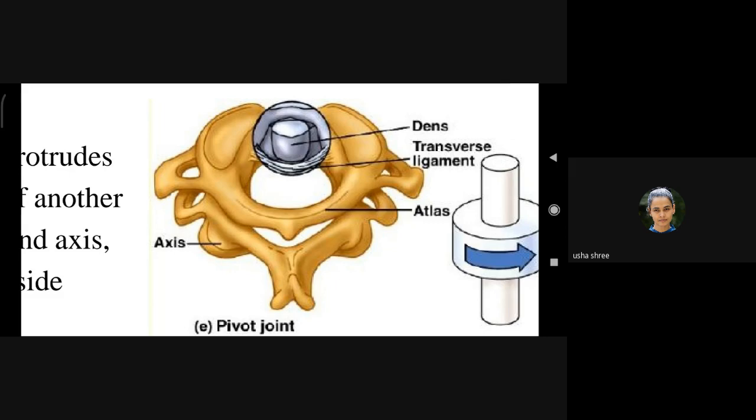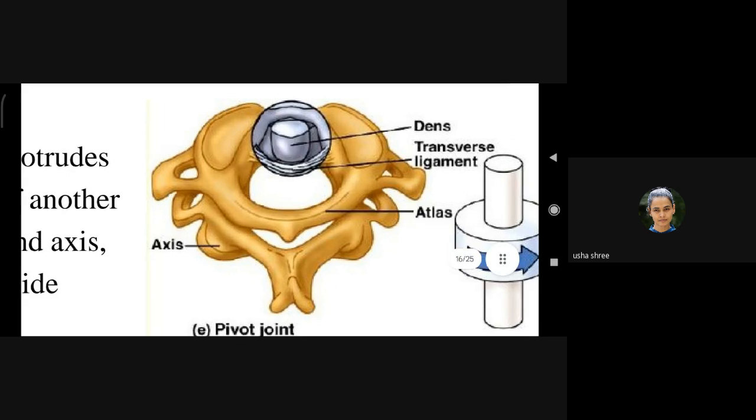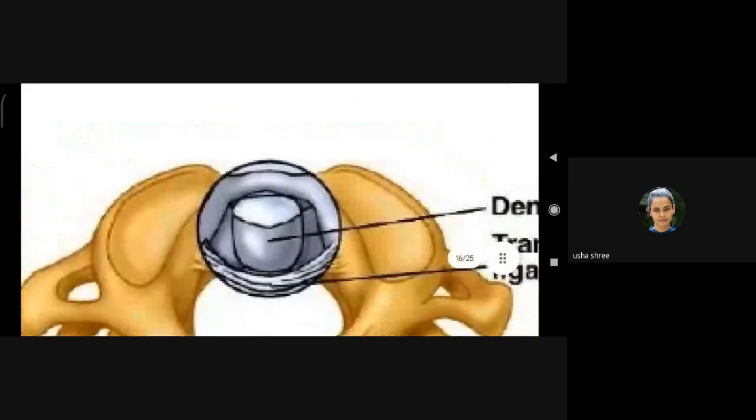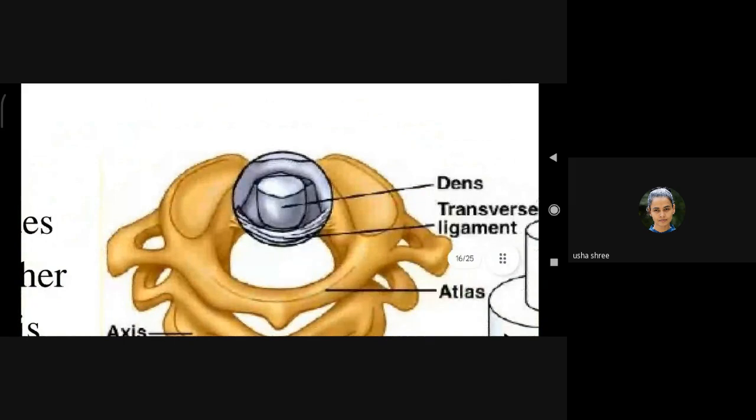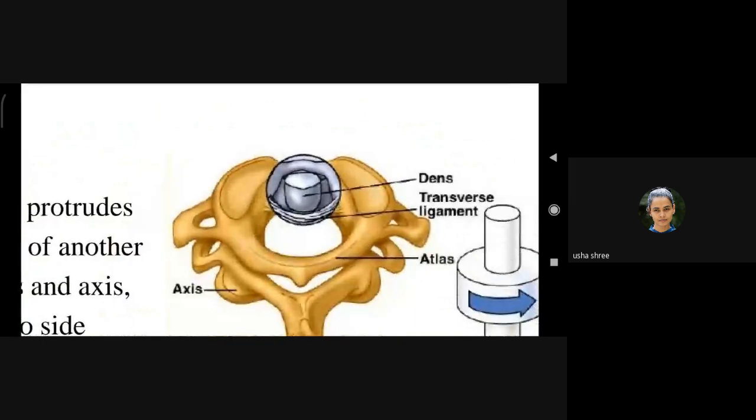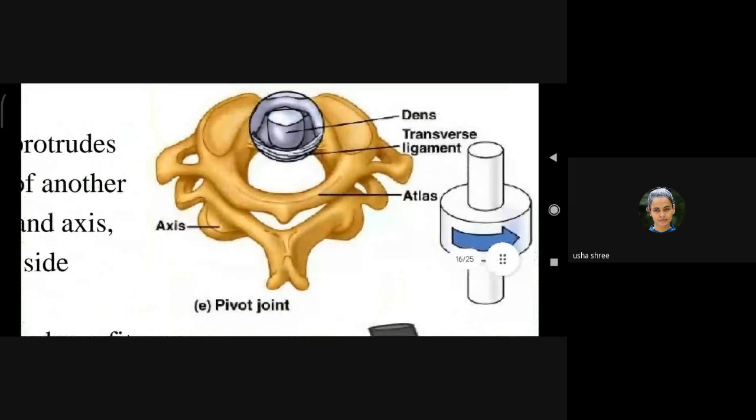This ring shape, this is the hollow structure. Okay, here the pivot enters, and this bone which is containing this hollow structure is known as atlas, and this is the C1. Atlas is the C1 bone, and the rod shaped structure which is inserting into this ring shaped structure is C2.